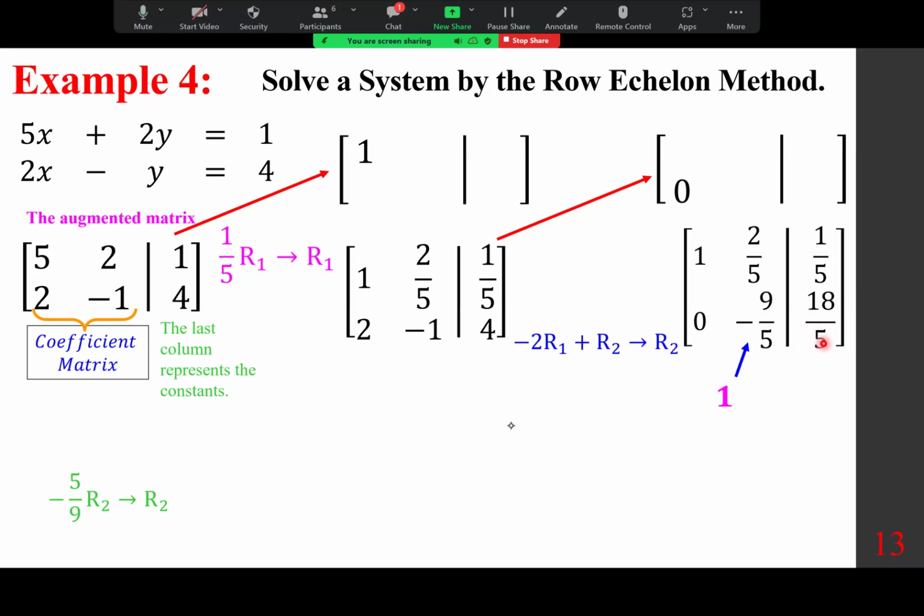When I multiply it by this one, 5 cancels out 5. I get minus 18 over 9, which is minus 2. Again, multiply minus 5 over 9 by this number, plus minus 5 over 9 by this number, gives you negative 2. What does it mean?